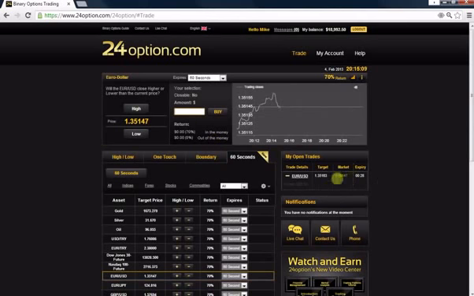Now, we can see here what the status of the previous purchase was. We entered at 1.35163, and it's 1.35148. Looks like we're going to win that one. It could change in the next 15 seconds, but probably not. So what we're going to do is go with another $25 investment.